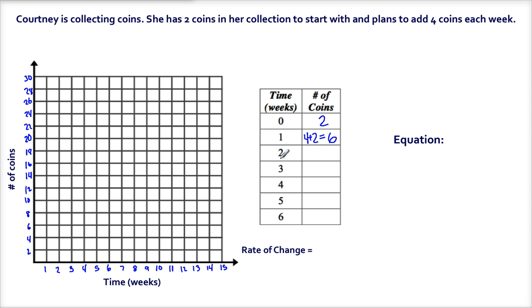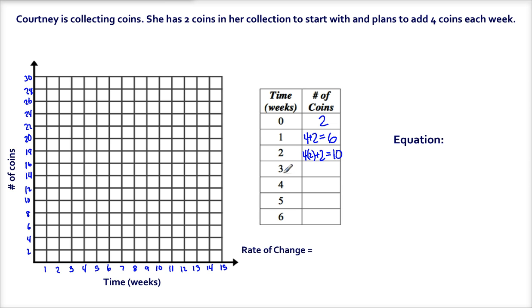How many coins does she have after 2 weeks? Well, after 2 weeks, she'll have 2 times 4 is 8. So let's do that: 4 times 2 weeks plus the 2 that she started with. So we have 8 plus 2 is 10. So after 2 weeks, she'll have 10 coins. And hopefully you can see the pattern that we're following.